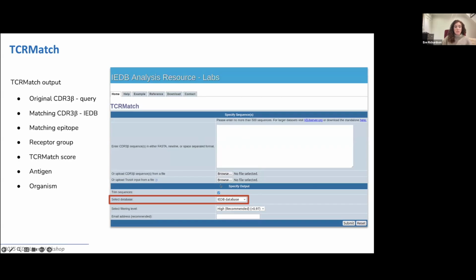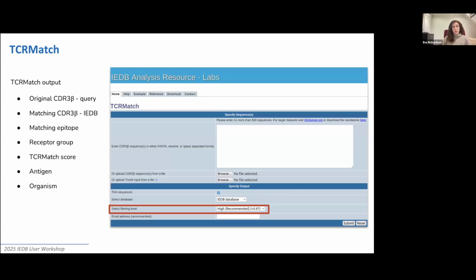Another thing that you can select is the database. So you can use the IEDB. You can also use CEDAR, the CEDAR database, which is our cancer database. And then finally, you have a question of how confident do you want your predictions to be? So the recommendation is a score of 0.97, and this was based on the original paper, where that 0.97 threshold gave the maximum precision of around 70% at a recall of I think it was 8%.